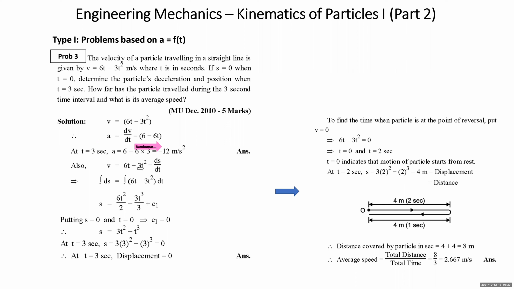This is one of the answers we were looking for. The second part: velocity is a function of time, so you can write it equal to ds by dt. Separate the terms and integrate both sides.